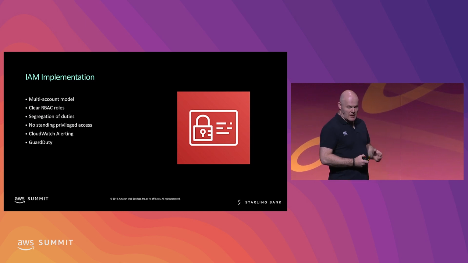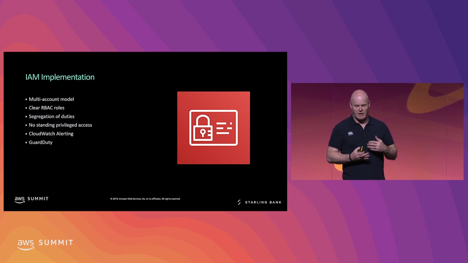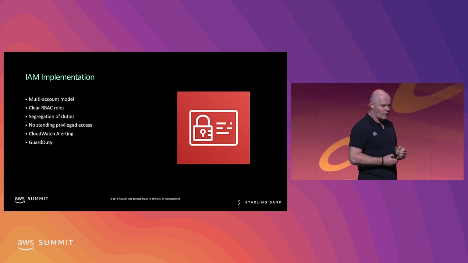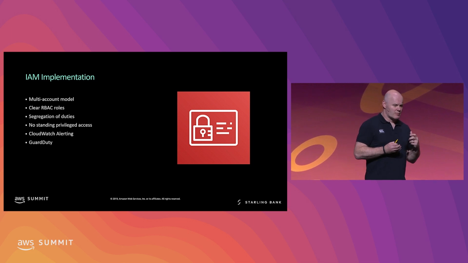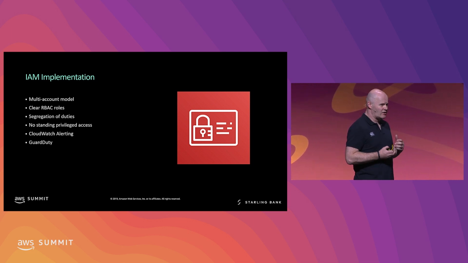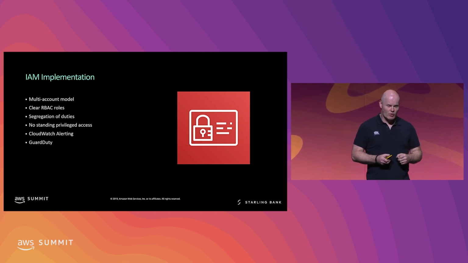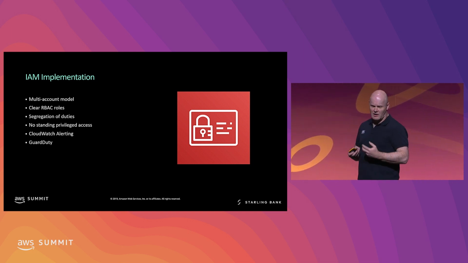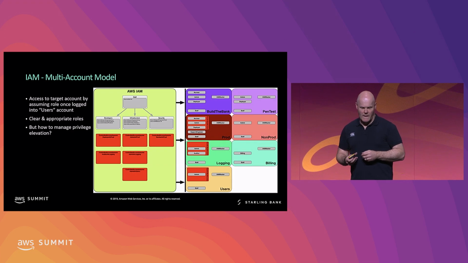In order to maintain the integrity of our AWS environments, the first thing we had to do was build out our identity and access management implementation and configuration. Adopting the multi-account model, we were able to define clear role-based access controls, perform segregation of duties, and not have to insist that anyone had standing privileged access. We were also able to integrate with CloudWatch and GuardDuty to provide alerting and information.